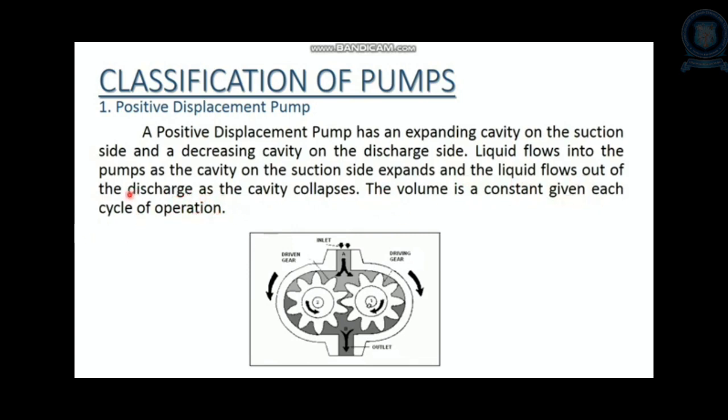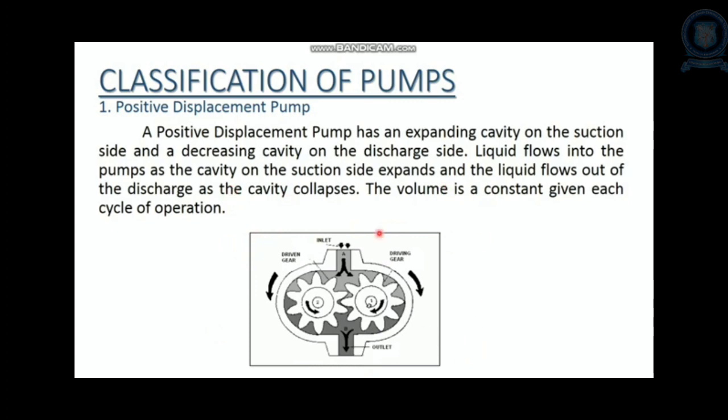Mainly in a positive displacement pump, in every stroke or every rotation of the pump, an equal quantity of fluid will be delivered. That is the main thing about a positive displacement pump. Many types of positive displacement pumps are available. Among them, the gear pump is one important type.